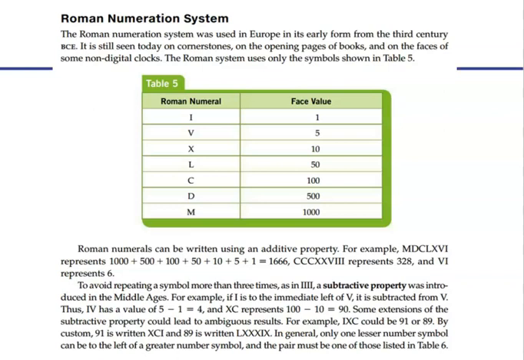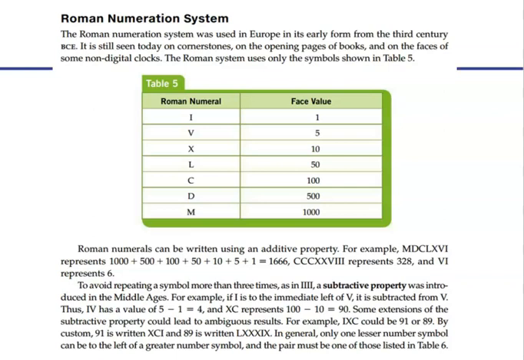The Roman numeration system was used in Europe in its early form from the 3rd century BCE. Imagine when that was, 3rd century BCE. So we're talking 200 to the year 299. It is still seen today on cornerstones, on the opening pages of books, and on the faces of some non-digital clocks. The Roman system uses only the symbols shown in Table 5.